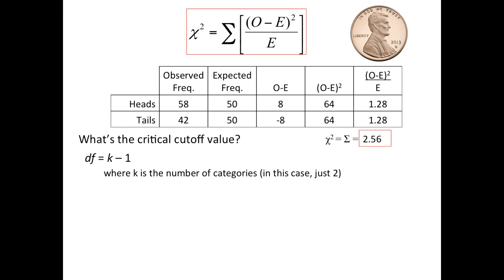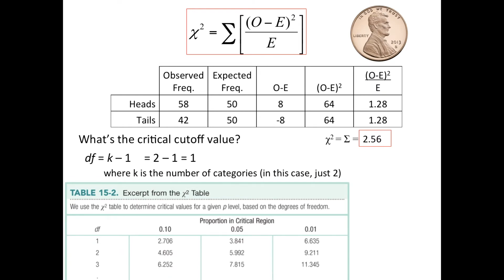Well, like many of our tests, we calculated degrees of freedom. In this case, degrees of freedom is simply the number of categories. In this case, 2, we have heads and tails. We could have other cases where for one nominal variable, there are more than 2 categories, but here there are only 2. So k minus 1, so our degrees of freedom is 1.